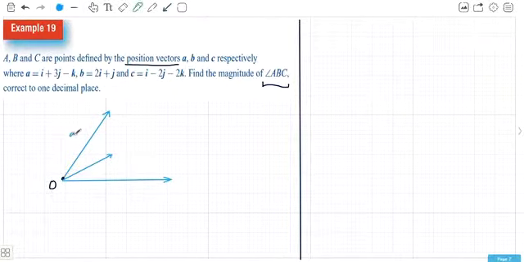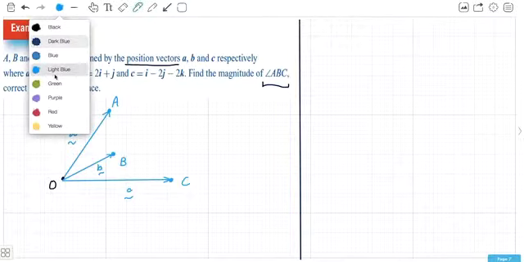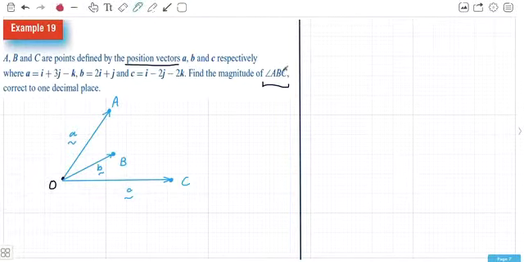This vector here is going to be the vector A, and it ends in the point A. This vector here will be the vector B, it ends at the point B. And this vector here will be C, and that ends at the point C. The reason I've done it this way is because we're asked to find the magnitude of the angle between A, B, C. That means we need to find an angle where B is in the center, because this implies the angle A to B to C. So B has to be in the middle. That means the angle we're trying to find is this angle here. This is our theta.